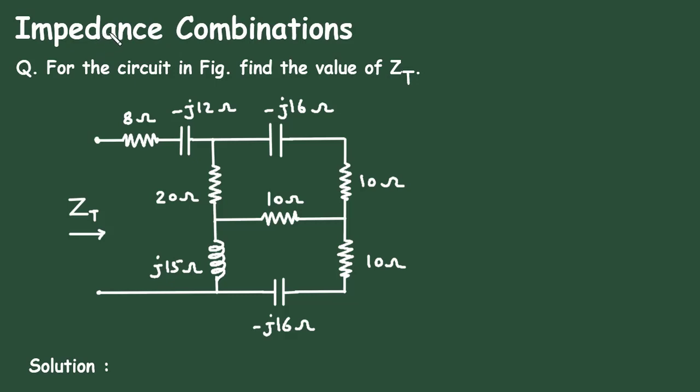In this video, we will see an example on impedance combination. Question: for the circuit in figure, find the value of ZT. So here for this circuit, we have to find the value of this ZT.